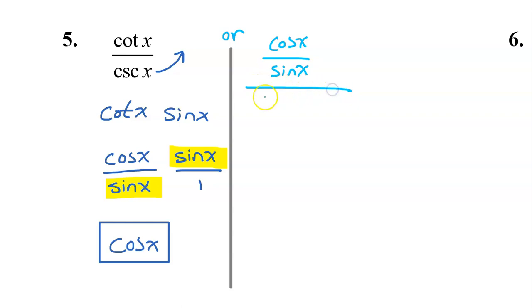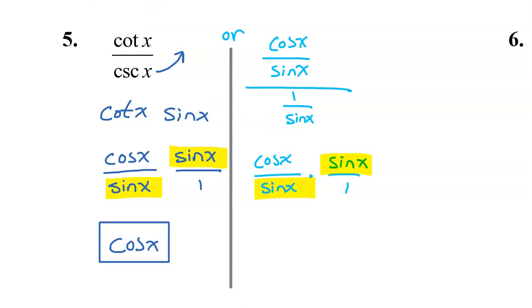And then that's all over cosecant, which is 1 over sine. When you divide by a fraction, you multiply by the reciprocal. So on the next step, I will have cosine x over sine x times sine x over 1. I'm multiplying by the reciprocal. And then the rest is the same, because the sine x cancels out, and we are left with only the cosine.